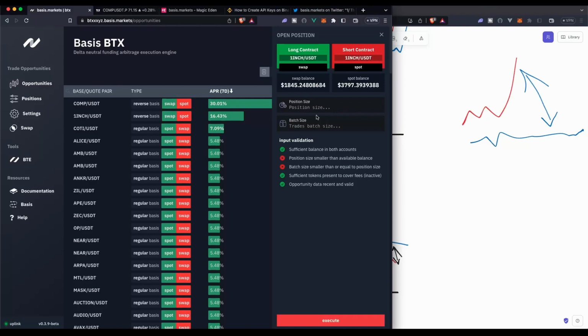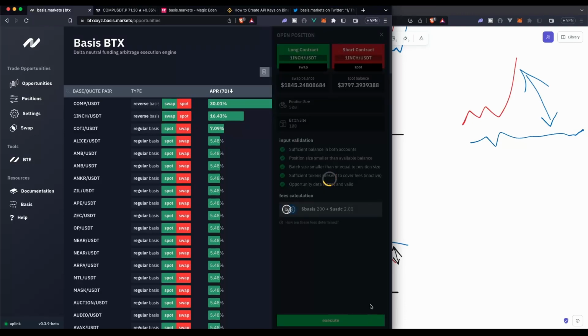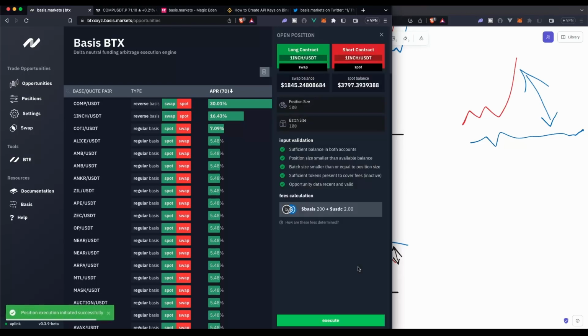So what we're going to do here is click on 1INCH to start with. Our position size is going to be $500 to start with. And then the batch size, which is how many trades do we want to execute? So in this case, we'll do it at $100. Now the BTX will go in and start executing that trade for us on Binance via our API key. So now we're going to long the perpetual contract and short the spot market. So position execution initiated successfully.